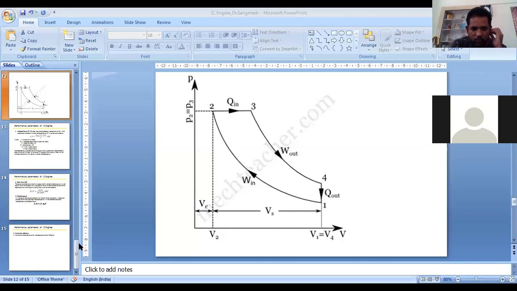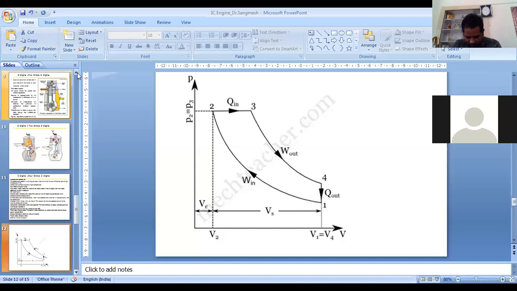So quickly we'll go through the presentation and we'll complete the IC engine today. Based on that, we'll solve some problems actually. I think you can see the presentation now.